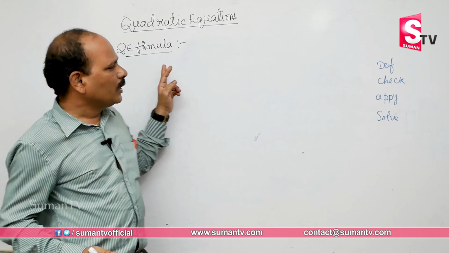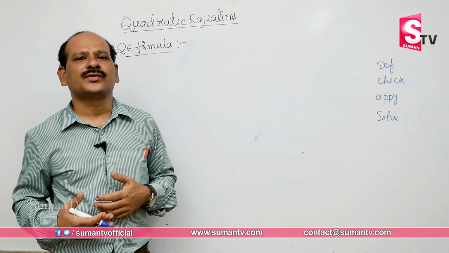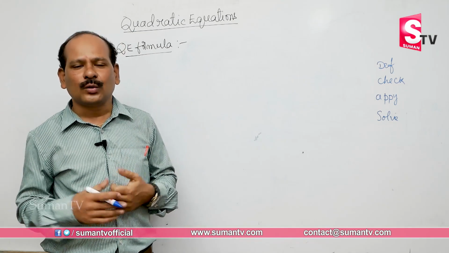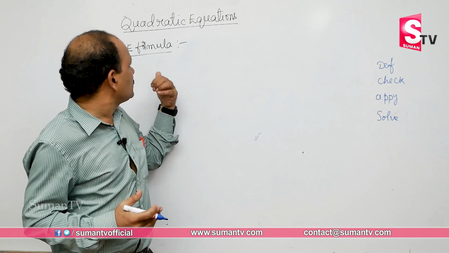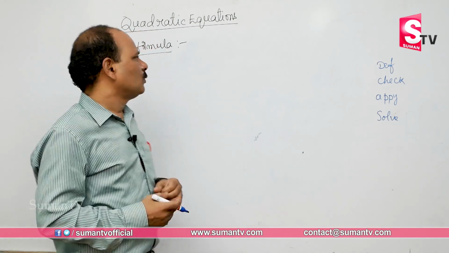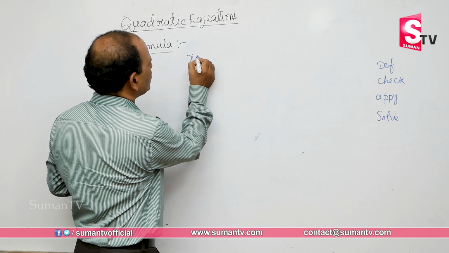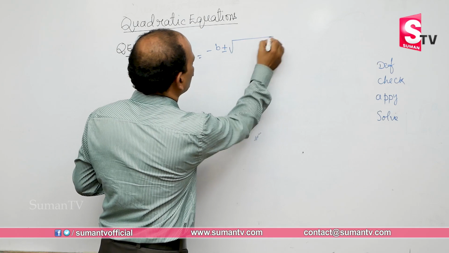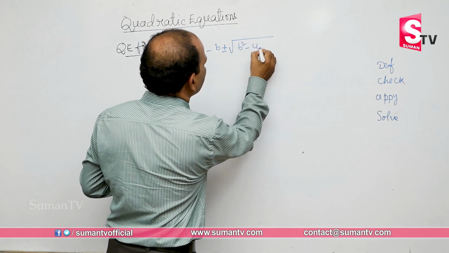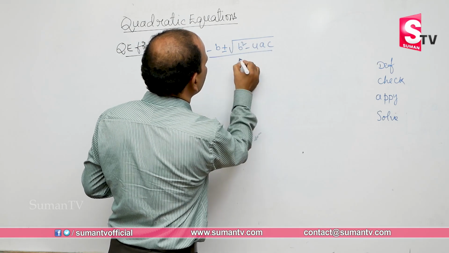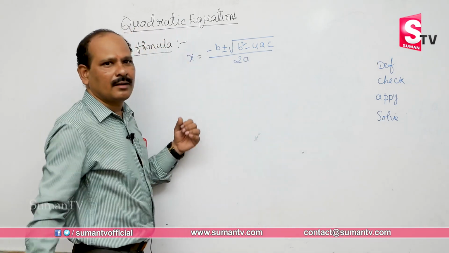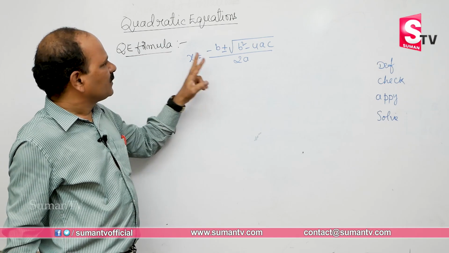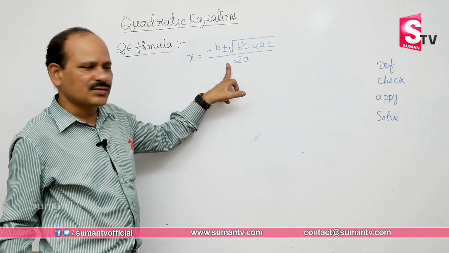Just before, you learned how to solve a quadratic equation by using the factorization method. Now, let us discuss how to solve a quadratic equation by using the quadratic formula. What is the quadratic formula? x is equal to minus b plus or minus root b square minus 4ac by 2a. This is the formula which is used to solve the quadratic equation. This formula is called the quadratic equation formula.